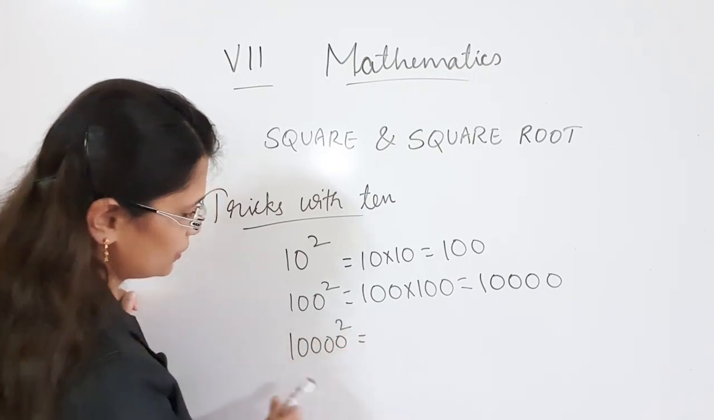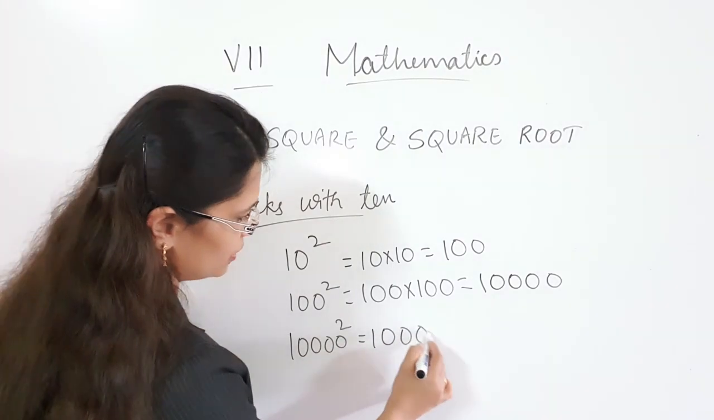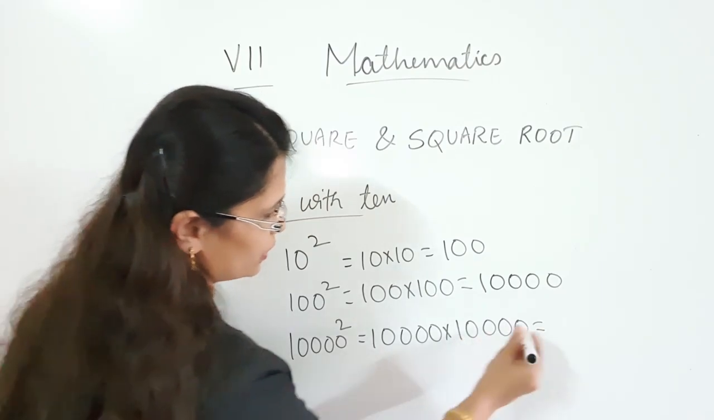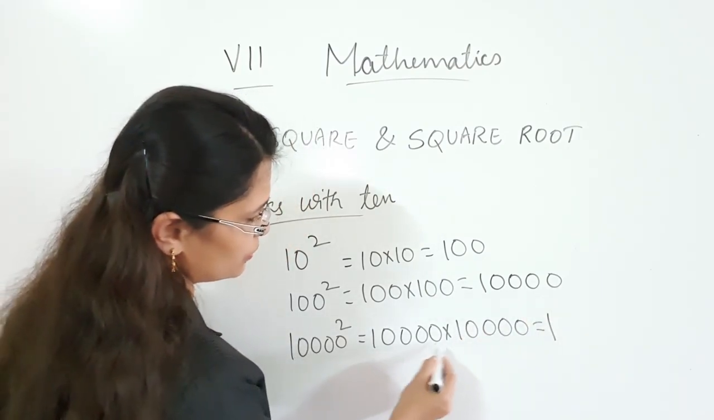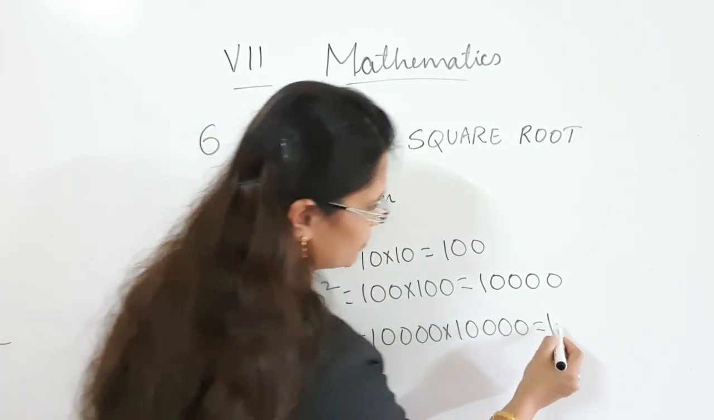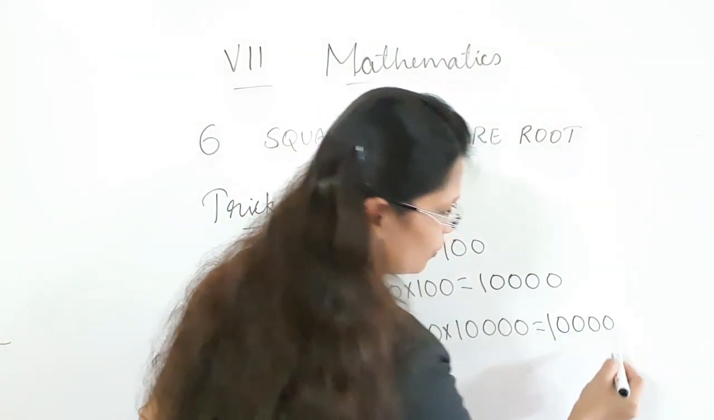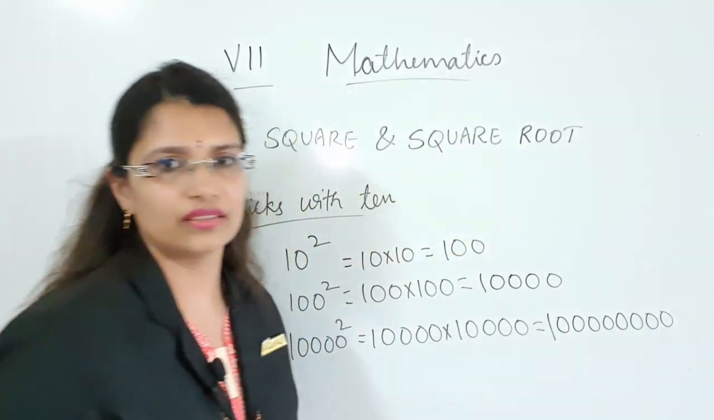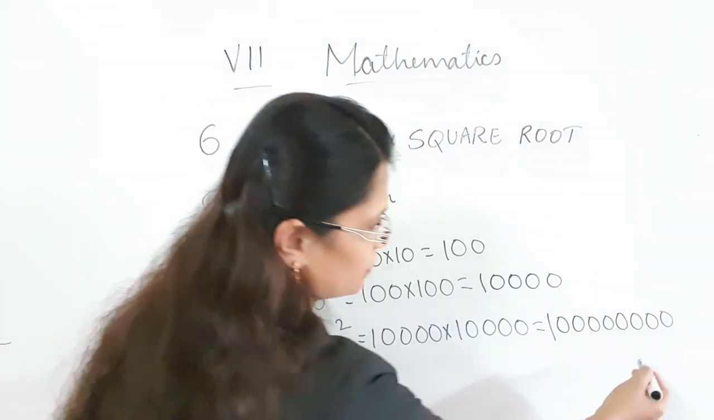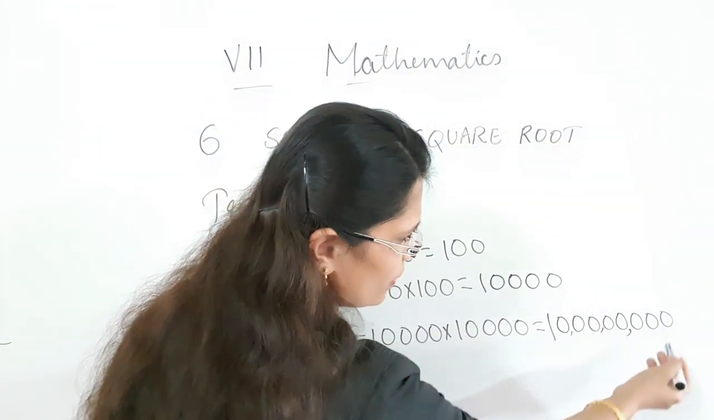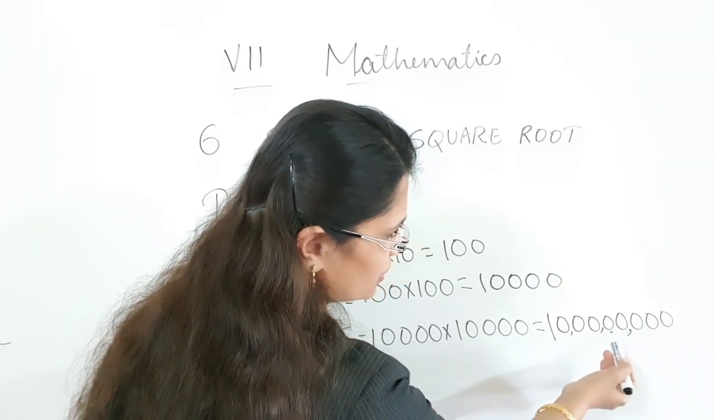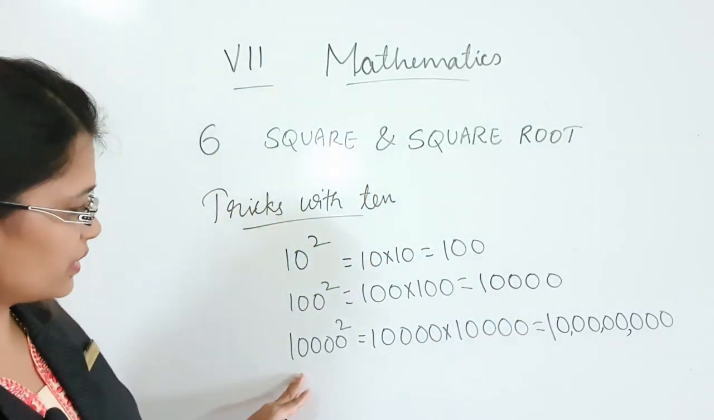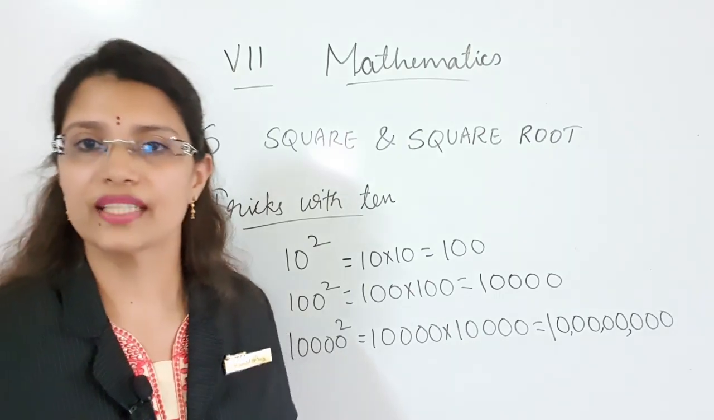10,000 square is equal to 10,000 into 10,000, which is 1 into 1 is equal to 1. Then how many zeros? 1, 2, 3, 4, 5, 6, 7, 8. 8 zeros. So 1 and 8 zeros. How can you read this? 1, 10, 100, 1000, 10,000, lakh, 10 lakh, crore, 10 crore. So, 10,000 square is equal to 10 crore.